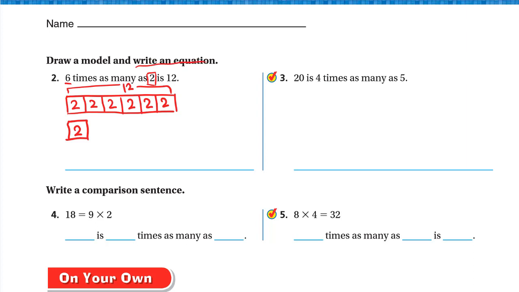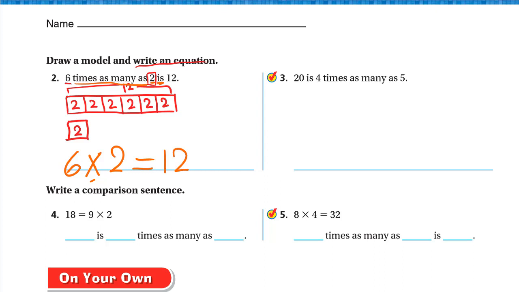Okay, so let's write the equation. As we said, we'll translate this sentence. Okay, so 6 times, I'll write 6, times as many as, multiplication sign, 2, I'll write the 2, is means equal 12. Okay, so times as many as is the multiplication sign, is means equal.